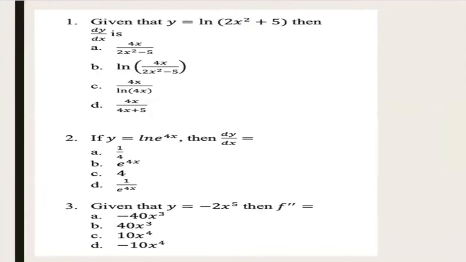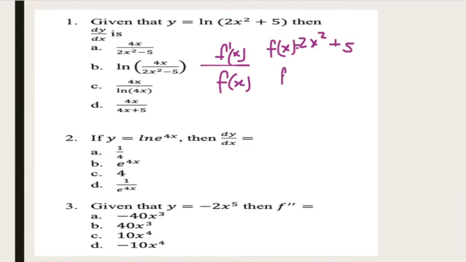Here we have some multiple choice questions where I am going to work out each of the questions and select the correct option. So the first question states, given that y equals ln(2x squared plus 5), then this is asking you to differentiate. And to differentiate a ln function, it is f prime x over f x, where f x is a function that is within the ln. I have 2x squared plus 5, and that represents f of x.